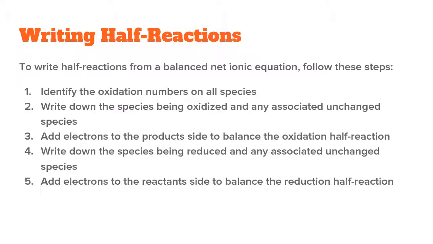And sometimes these examples get more complicated, and so you need to be sure that you're keeping any associated species that aren't part of the oxidation reduction reaction, but you still need them to make your equation balanced. So once you've got your equation balanced with respect to your elements, then you add electrons to balance it with respect to charge, and then you repeat that for the reduction half.